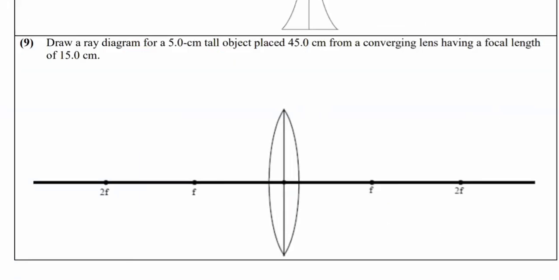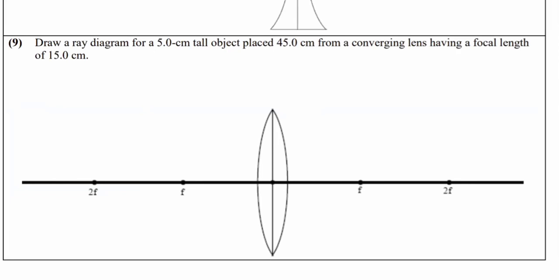Now let's have a look at some questions that involve lengths. Over here, I can't use exact lengths, but you're going to use a ruler to measure your lengths in centimeters. So it says that you have an object that is placed 45 centimeters from a converging lens and f is 15 centimeters. So 2f becomes 30 centimeters and we need to place it at 3f.